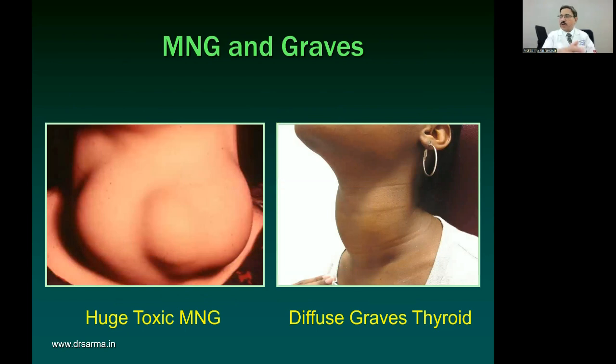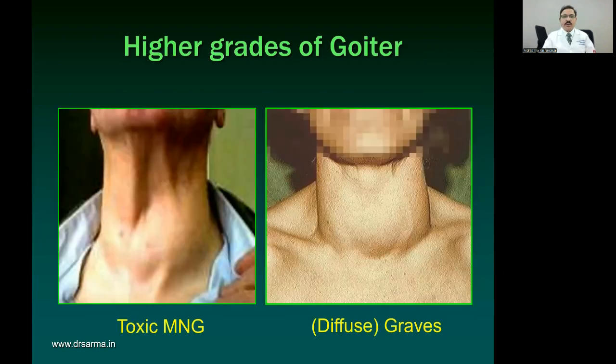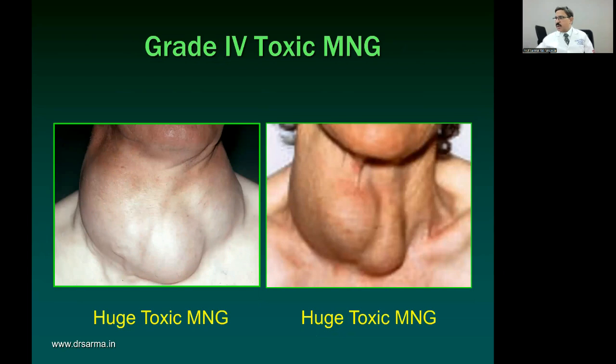You see diffuse Graves, diffuse enlargement, multinodular. Okay. And then you see toxic multinodular goiter. You can see one nodule here, one nodule here, one here, another one on this side. And this is the diffuse Graves. Diffuse Graves and toxic multinodular goiter. Again, these are huge toxic multinodular goiters. Grade 4 toxic multinodular goiters.